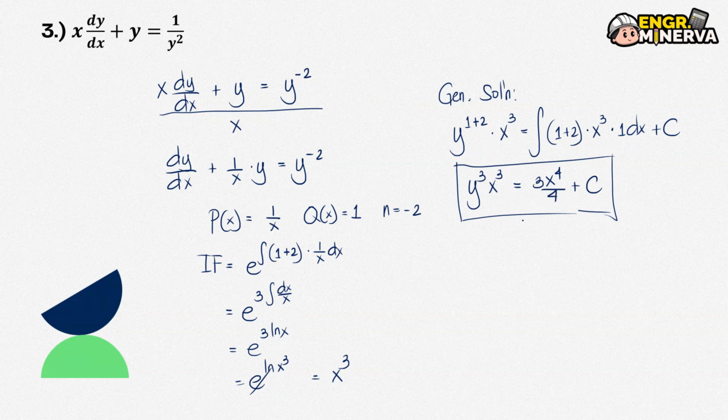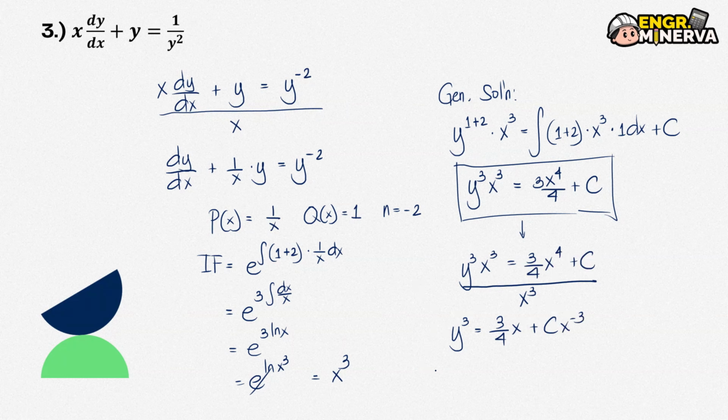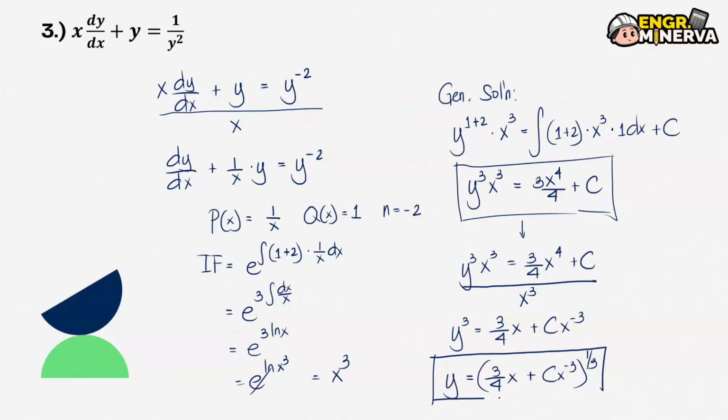So again, if you want to check on the explicit solution of our differential equation, you just divide the whole equation by x cubed. That would be y cubed equals 3/4 x plus c x raised to negative 3. And eventually this would be y equals 3/4 x plus c x raised to negative 3, all raised to 1/3. So that is our explicit solution.